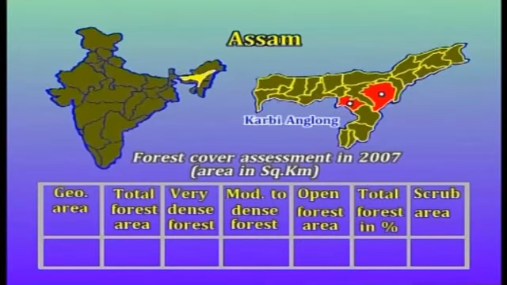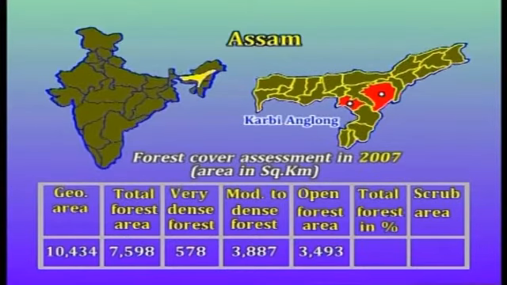District Karbi Anglong. The geographical area of Karbi Anglong district of Assam is 10,434 square kilometers in 2007. The total forest cover is 7,598 square kilometers, out of which the very dense forest cover is 578 square kilometers. The moderate to dense forest cover is 3,887 square kilometers. The open forest cover is found to be 3,493 square kilometers. Altogether, these forests cover about 76.27% of the geographical area of the state. The scrub cover is also found to be 25 square kilometers.